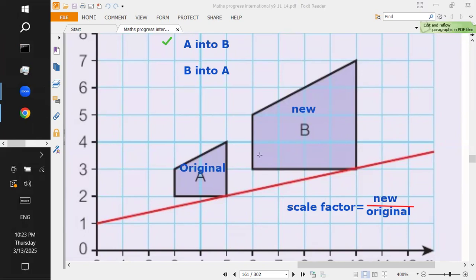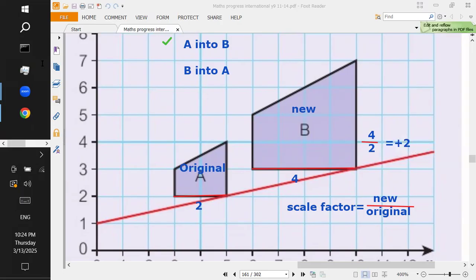So this line here, for example, if we're using the base here, it means we have to use the base over here. So the base of the new shape is 4, and the original shape is 2. So when you divide new over original, so 4 divide 2, it will give you the scale of enlargement, which is what? Very good. It's positive 2. So the scale equals positive 2. That's the idea of finding the scale factor of enlargement.